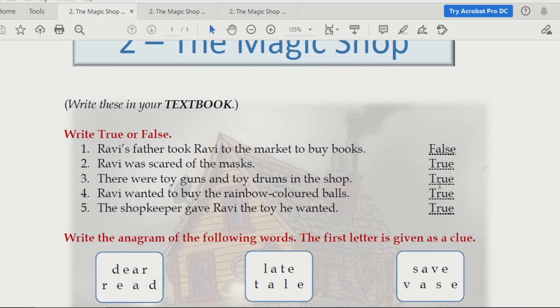True, because they were looking scary. Third one, there were toy guns and toy drums in the shop. True, I had explained to you about this. Fourth one, Ravi wanted to buy the rainbow colored balls. True, I had explained to you this as well. And the last one, the shopkeeper gave Ravi the toy he wanted. True, let us know why true, because he wanted the rainbow colored balls and the shopkeeper gifted this to Ravi.